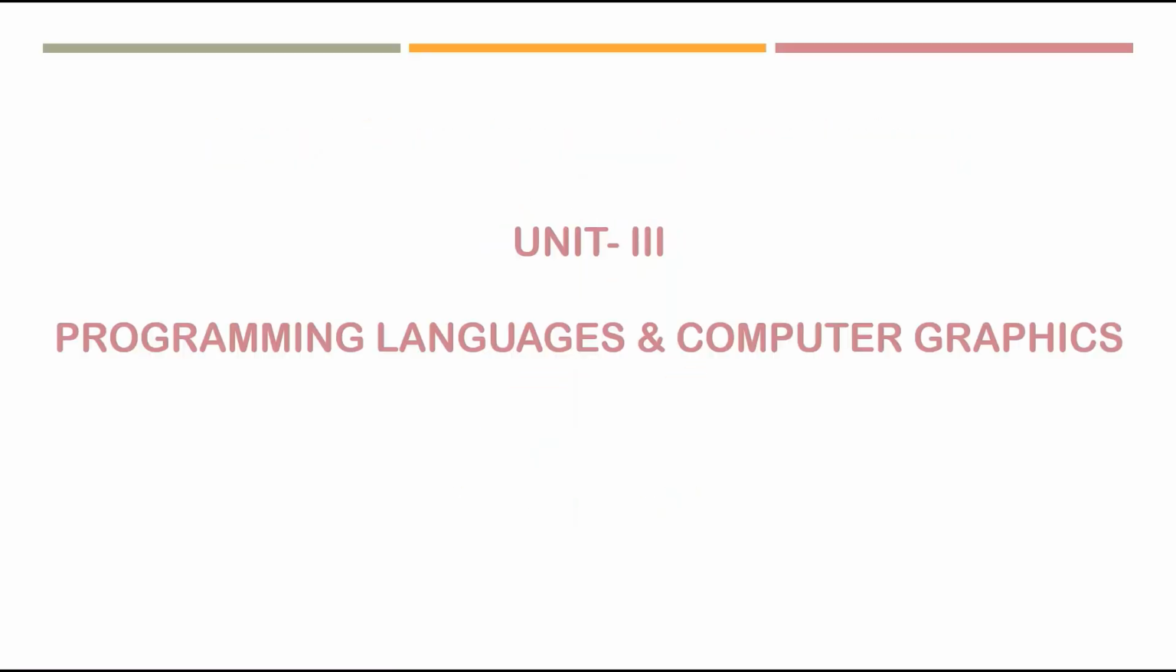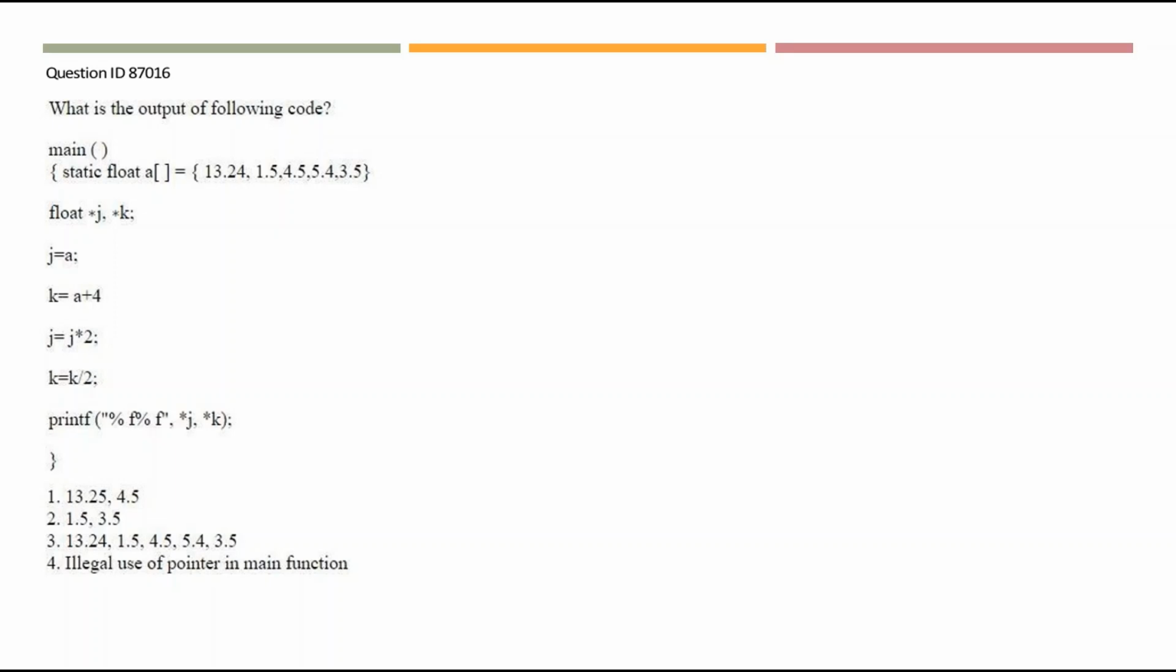Let's solve unit 3 questions. What is the output of the following code? Let's see the code. A float type array is initialized here: 13.24, 1.5, 4.5, 5.4, 3.5. So this is A index 0, A index 1, A index 2, A index 3 and A index 4.